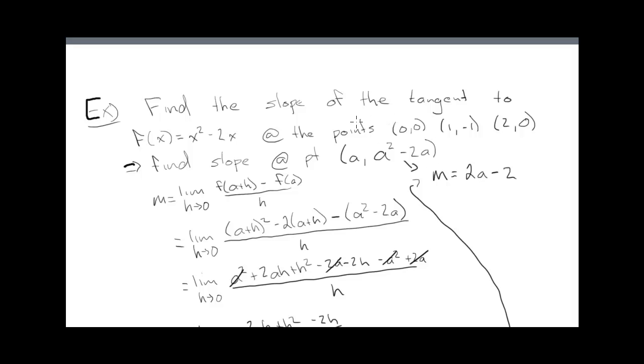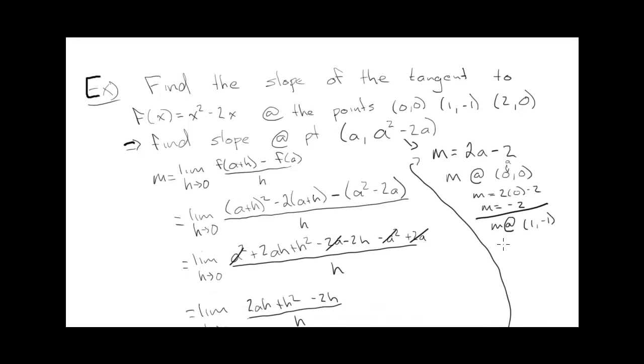Well, now remember we were asked to do it at 3 different points. So now if I want to get m at 0, 0, all I have to do is, this is our a, right? This is a. So m would equal 2 times 0 minus 2, which would be minus 2. M at, let's do the next one, 1, minus 1. So m would equal 2, a is 1. So m would equal 0.